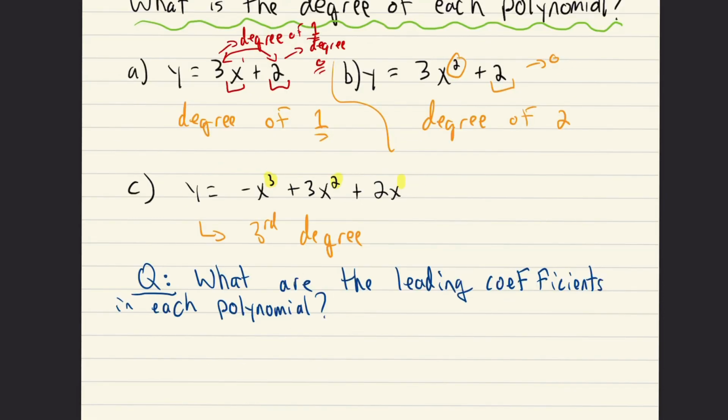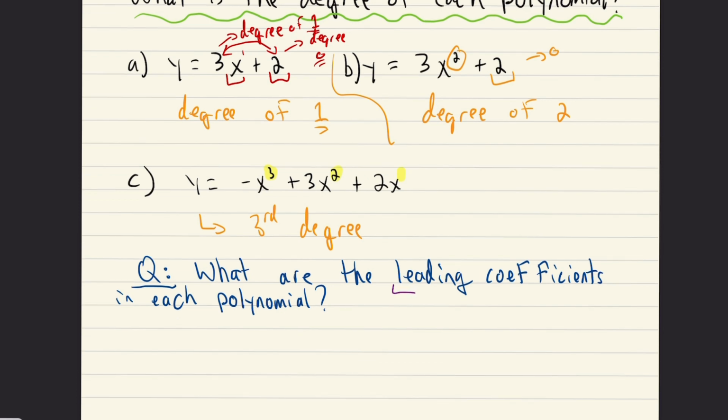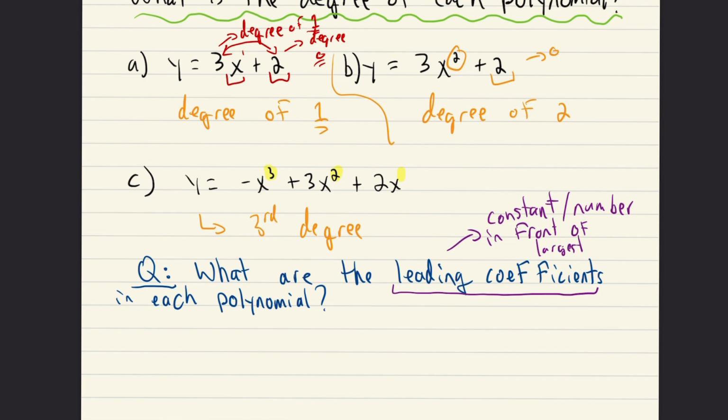So let's say we're asked for the leading coefficients in each polynomial. Well, when we're asking for the leading coefficient, we're just looking for the constant, or the number in front of the largest exponent, or the term with the highest degree. And then we pretty much just ignore the rest.